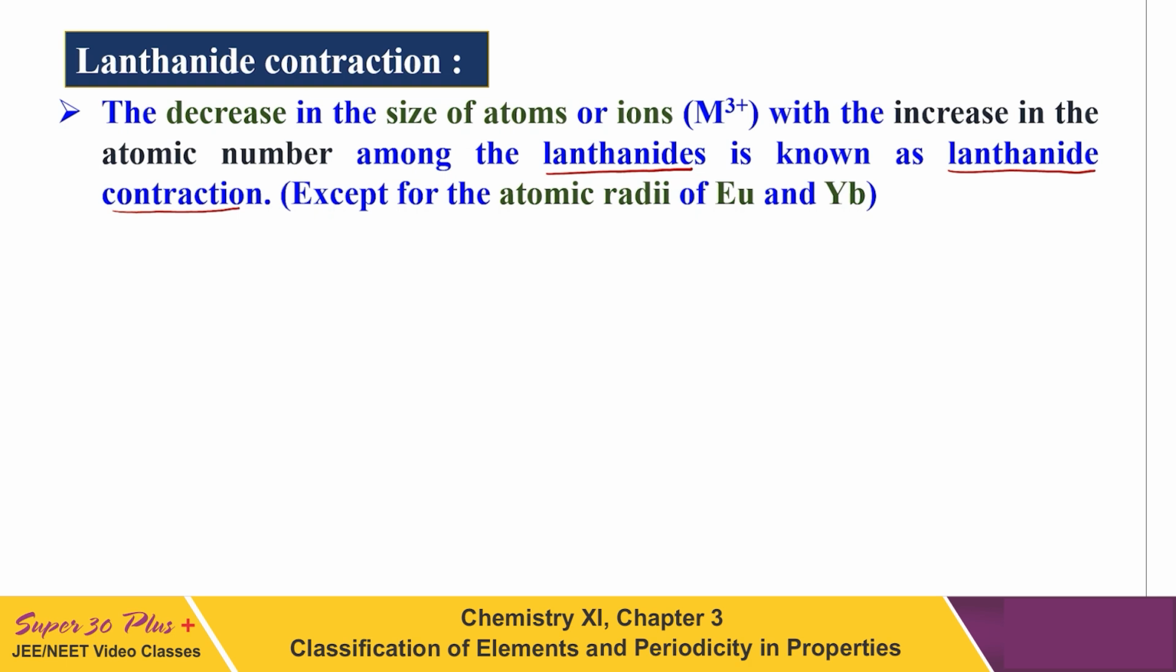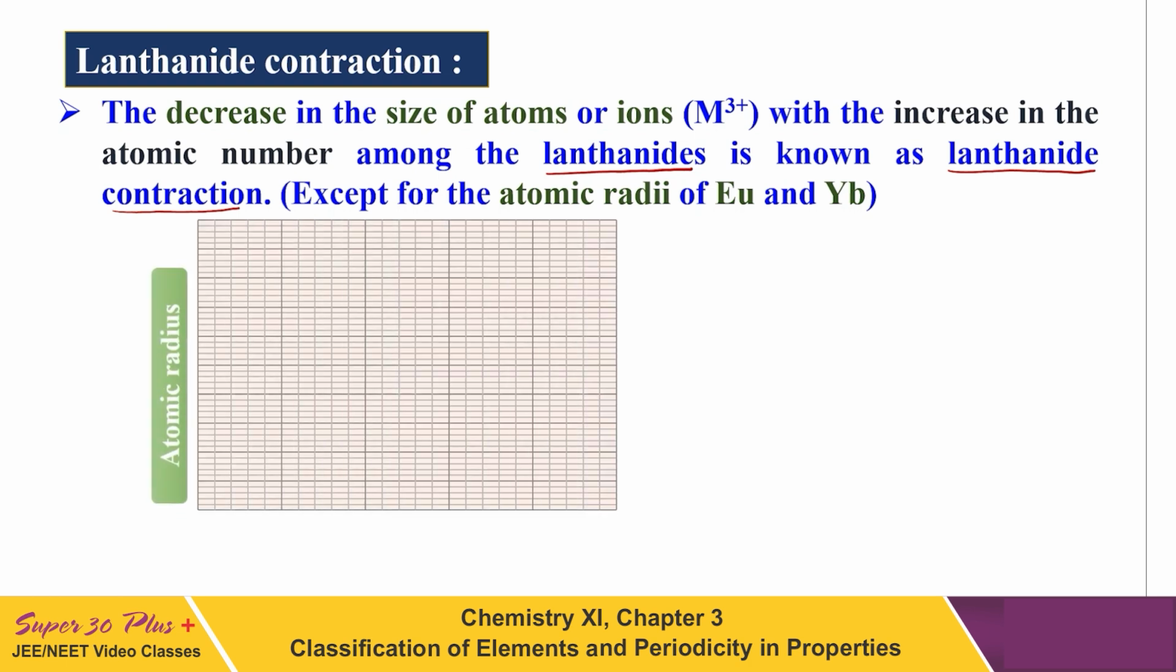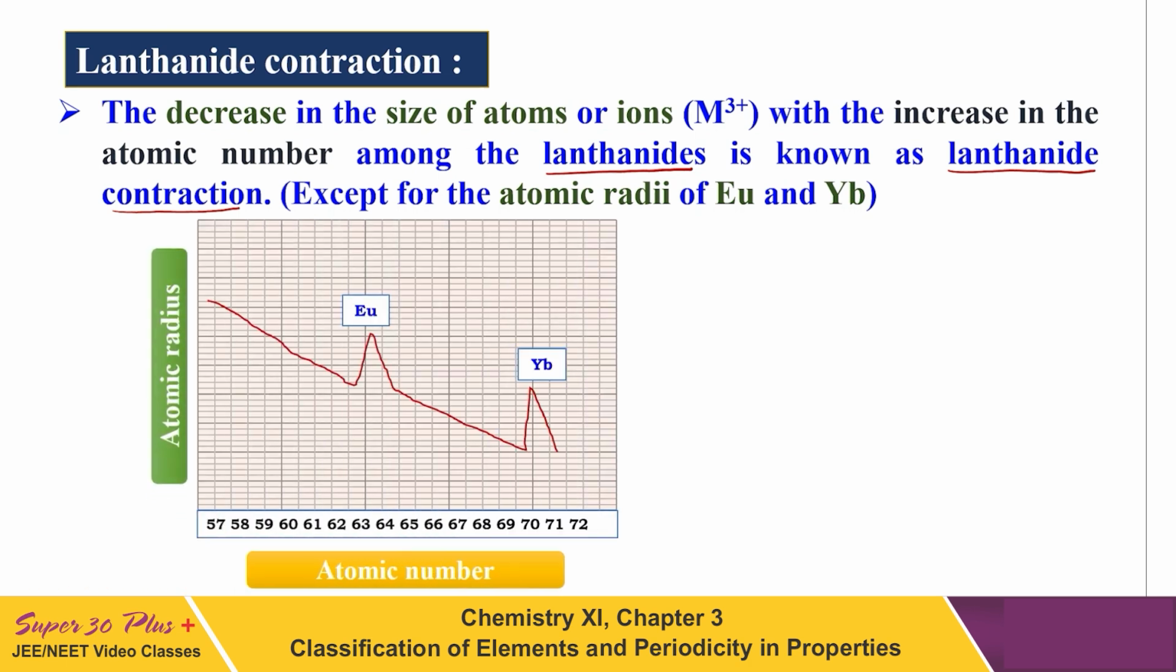So the question is, why does lanthanoid contraction occur? This occurs because of the poor shielding effect, and you see there is a constant decrease in the radius. Leave the exceptions. A constant decrease in the radius, a decrease in the size, is called contraction. So this is called lanthanoid contraction.